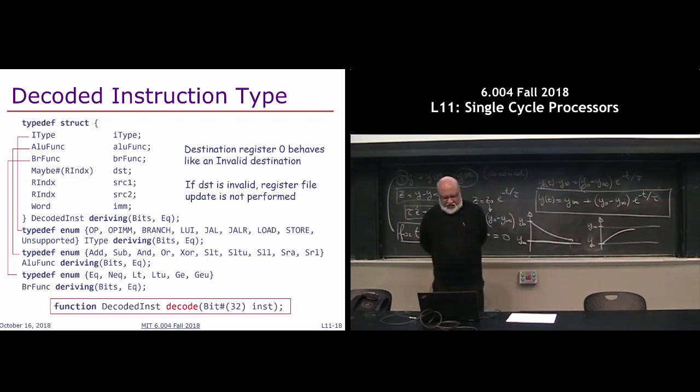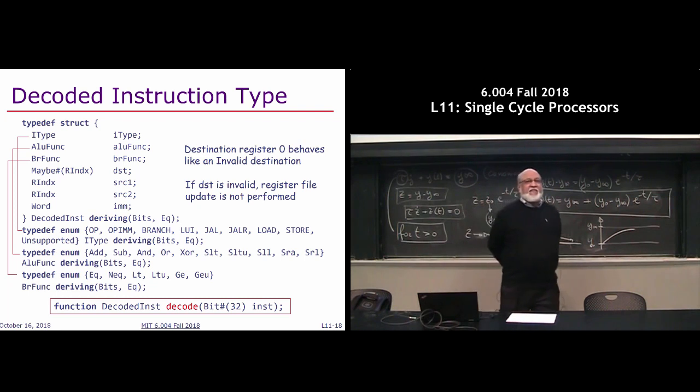Okay. So this is the function. You will be given 32 bits, and I say decode it. And what does it produce? It produces this type of thing. It produces a decoded instruction. And guess what is your next lab?